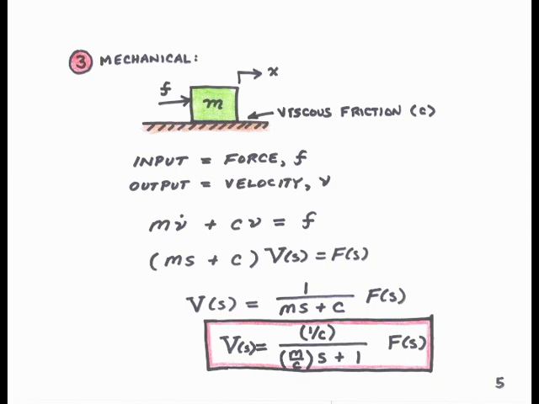After we Laplace transform, we find the transfer function V(s) equals 1 over (ms plus c) times F(s). Or, if we write it in time constant form, we have DC gain K equals 1 over c in the numerator, and in the denominator we have m over c as the time constant, capital T.